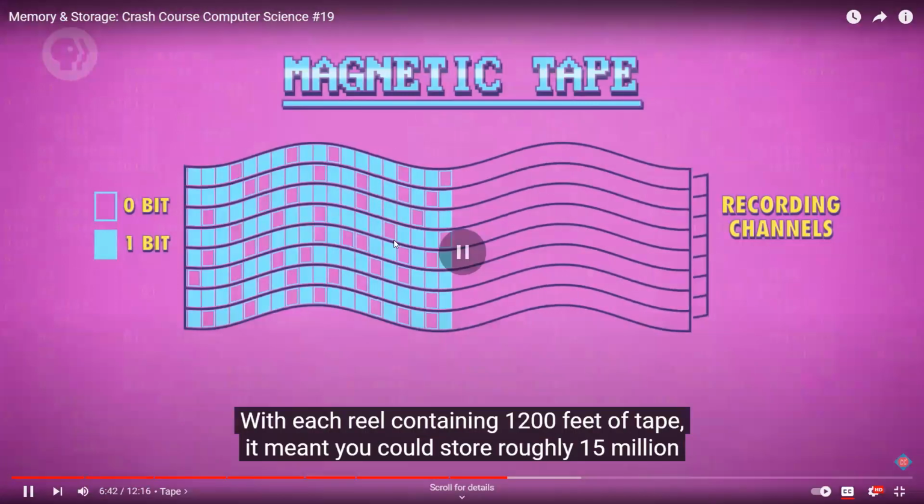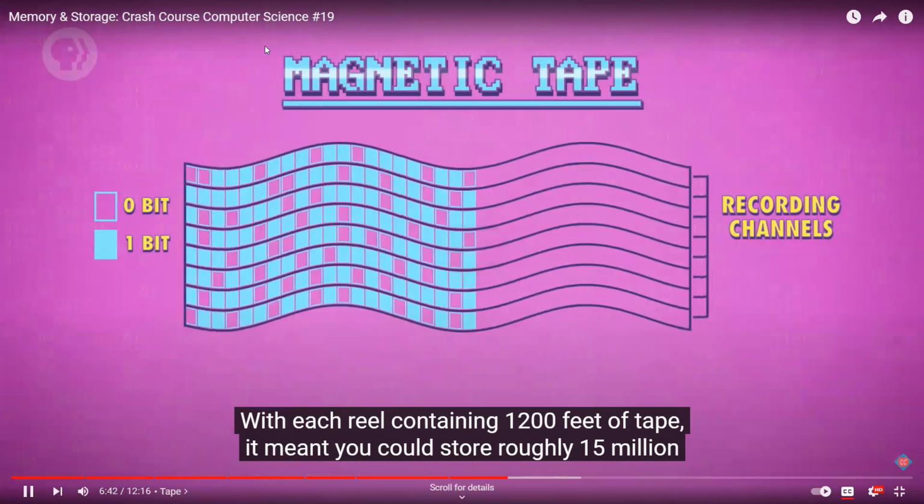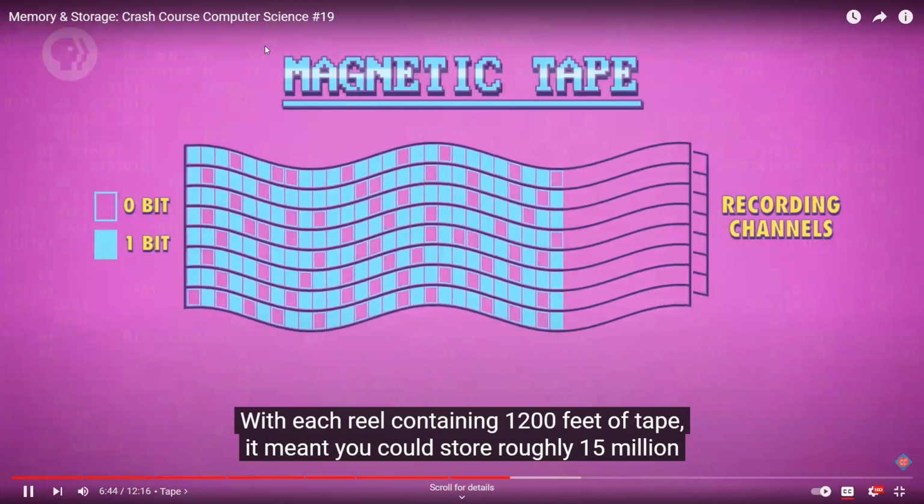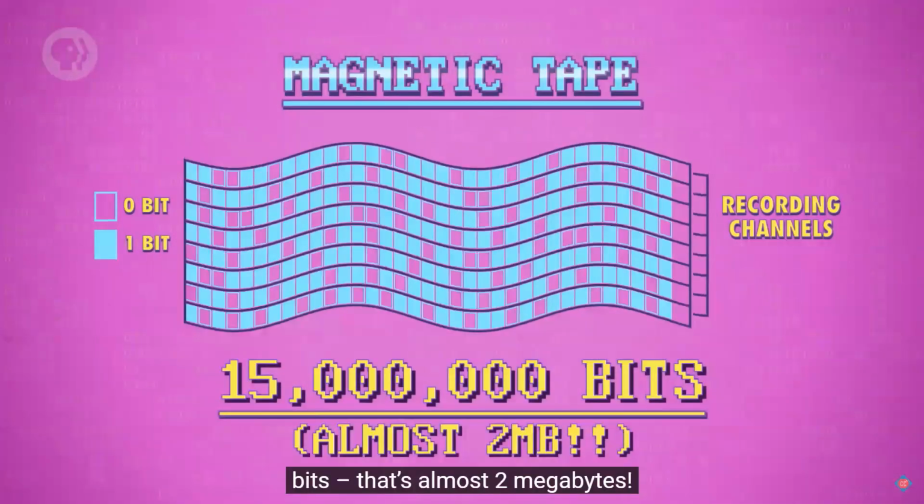So if there are 8 parallel tracks in your tape, I wonder what we call that sort of, maybe like 8-track, sure, tape? Sure, contain 1,200 feet of tape. You guys don't even know what 8-track tape is. 15 million bits. We used to play music on 8-track.